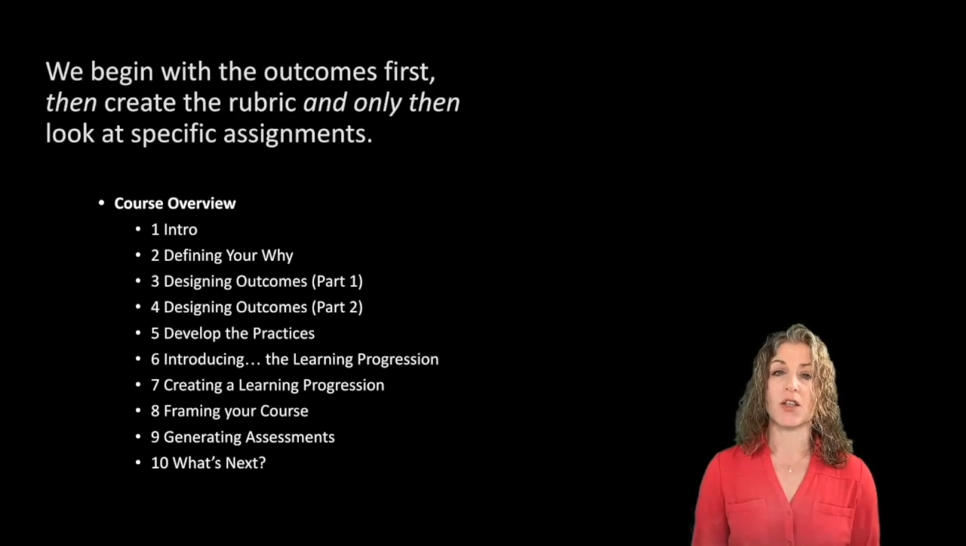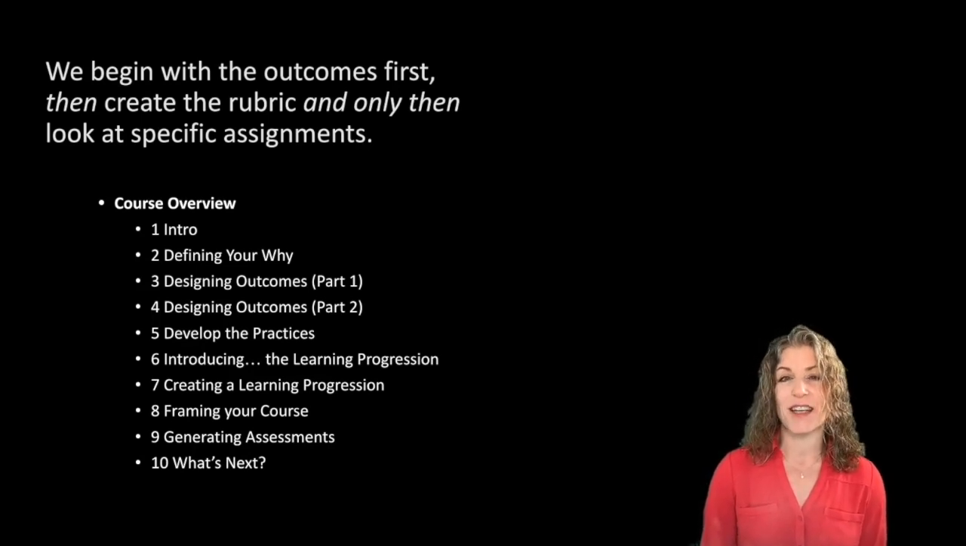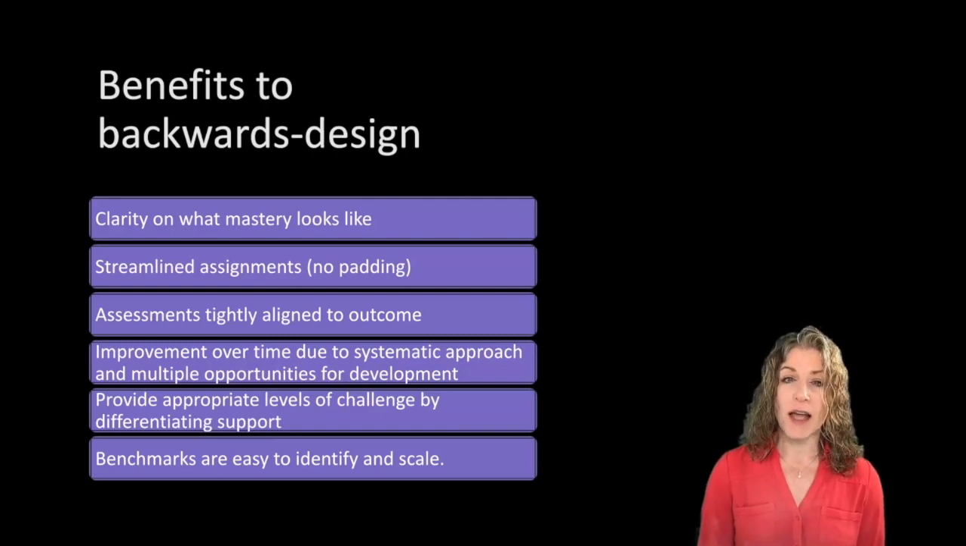Here is the organization of the rest of the course. Notice that the next module develops your why, and then we spend from Module 3 to Module 5 developing your practices. Only after setting this firm foundation do we move into the rubric design. We're going to spend the second half of the course creating, critiquing, and refining the learning progressions. Creating the assessment is nearly the last thing we will do.